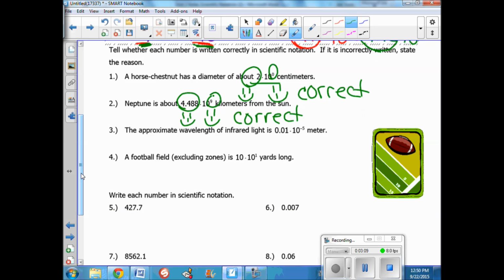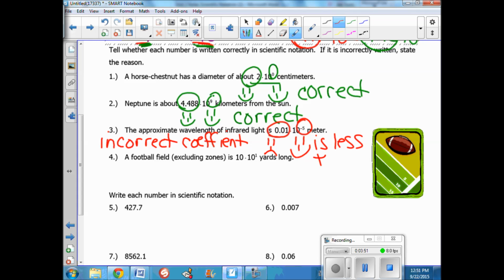Number 3. We look at our coefficient. It's 0.01, 1/100ths. Is that a number between 1 and 10 on the number line? And that is a frowny face. That's no. That's a number less than 1. But let's keep going. Is negative 5 an integer? That's correct. That's true. But our coefficient, okay, so we're going to say that it's incorrect. Our coefficient, okay, is less than 1.